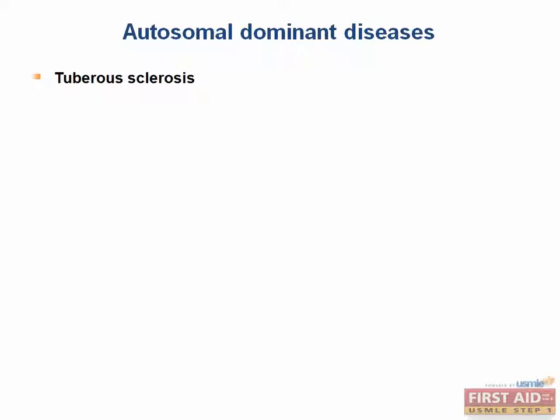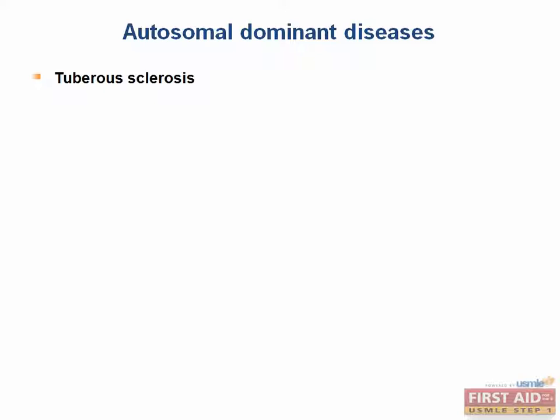Tuberous sclerosis is a neurocutaneous disorder with incomplete penetrance and variable presentation. Do you remember what those mean? Incomplete penetrance is when not everyone with a mutant allele will have the disease, and variable expressivity is when people with the same mutant allele might have different disease traits. Tuberous sclerosis is pretty rare, occurring in only about 1 in 10,000 people.